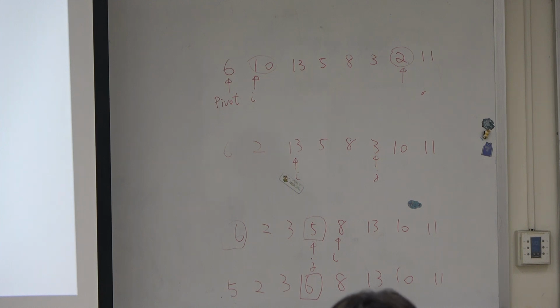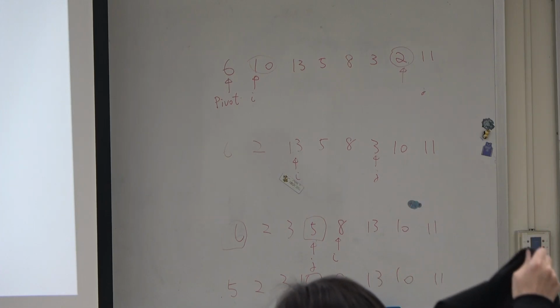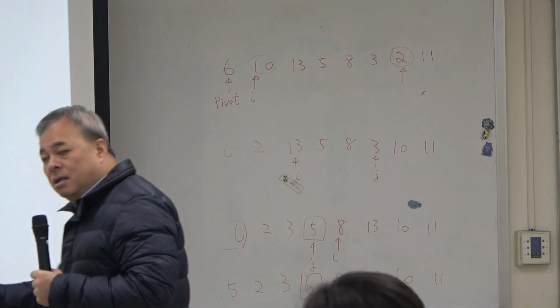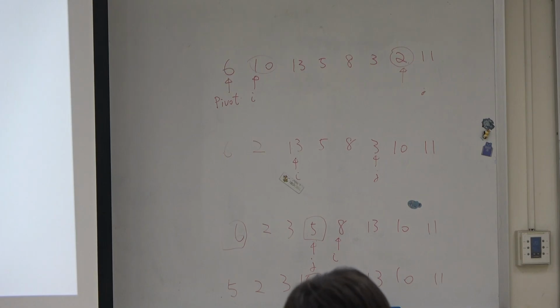And we stop when these two indices cross each other. Okay, that's the basic idea of this one. But either one, this one or that one, they are both called quicksort, depending on which textbook you are reading. Quicksort may be introduced slightly differently, but the basic idea is to achieve this at the end. Okay?